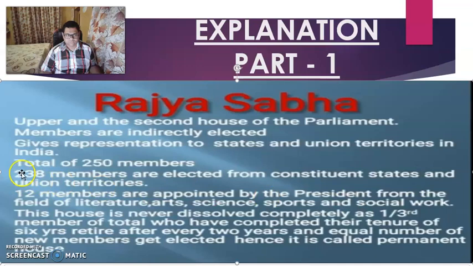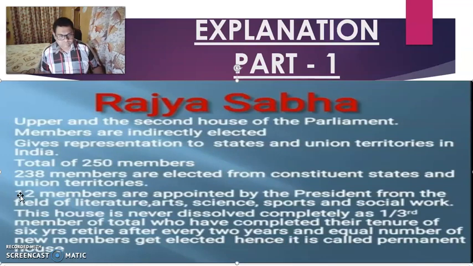238 members are elected from constituent states and union territories, I told you. But each and every state does not get the same chance to send members to the Rajya Sabha. It depends upon the population of that place.